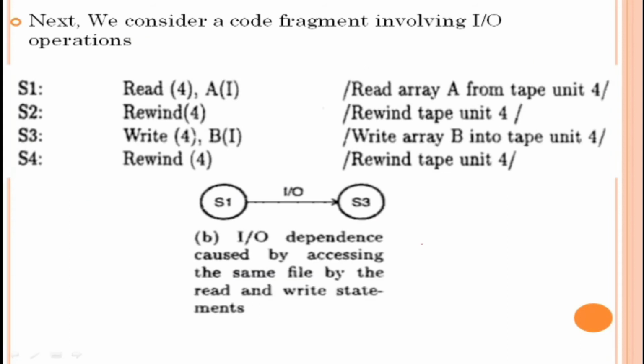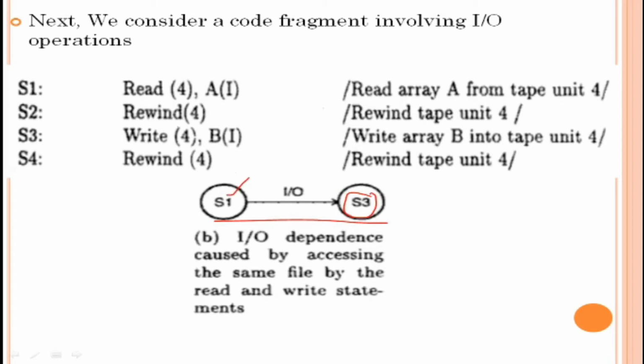Next, we'll consider a code fragment involving the input-output dependency. In the previous example, we have seen the flow dependency and anti-dependent statements. In this example, we'll see the input-output operations here. As shown in this figure, S3 is input-output dependent on S1, right?